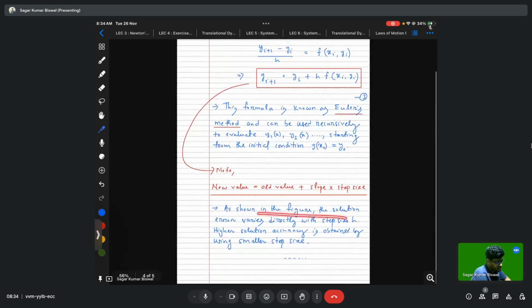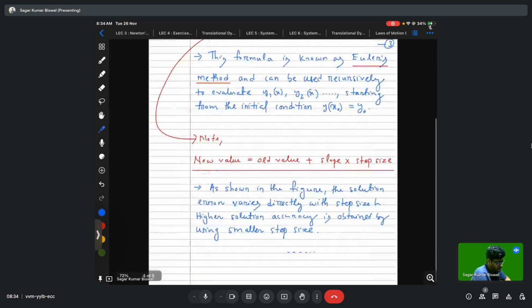As shown in the figure, the solution error varies directly with the step size h. Higher-order methods give higher solution accuracy, which is obtained by using a smaller step size. If you choose your step size to be small, then you may get a more accurate result.